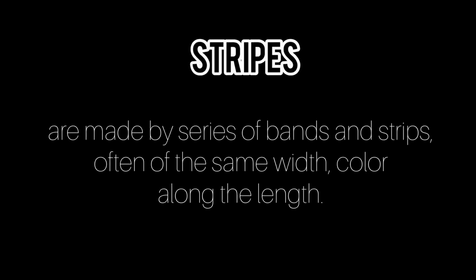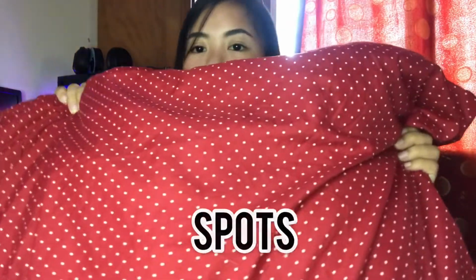So the next pattern is stripes, which are made by a series of bands and strips with the same width, color, and length. Stripes. So the next pattern is spots, which are the same as stripes but made by a series of dots with the same width, color, and length. So this is spots.